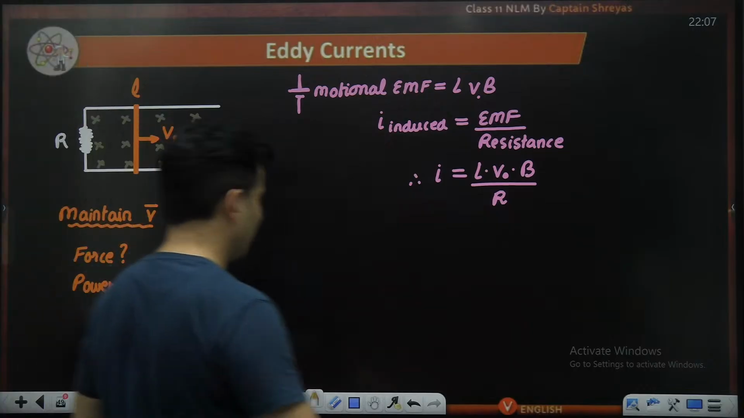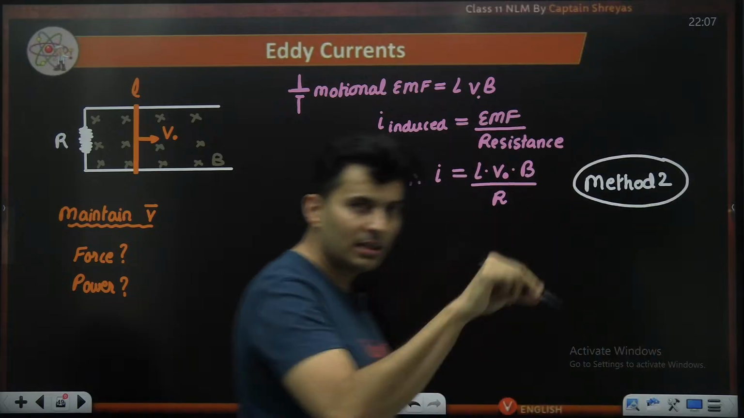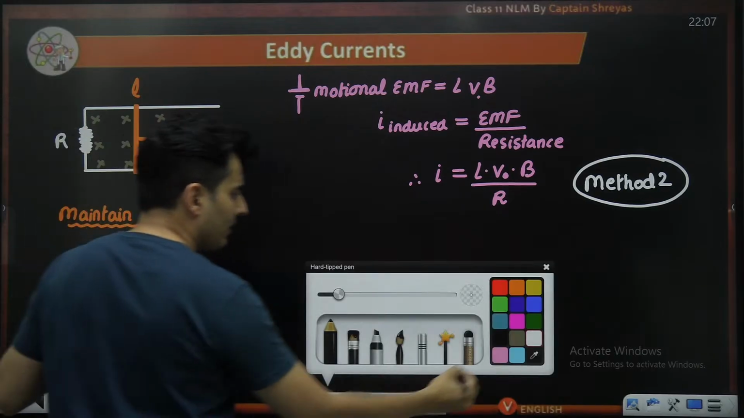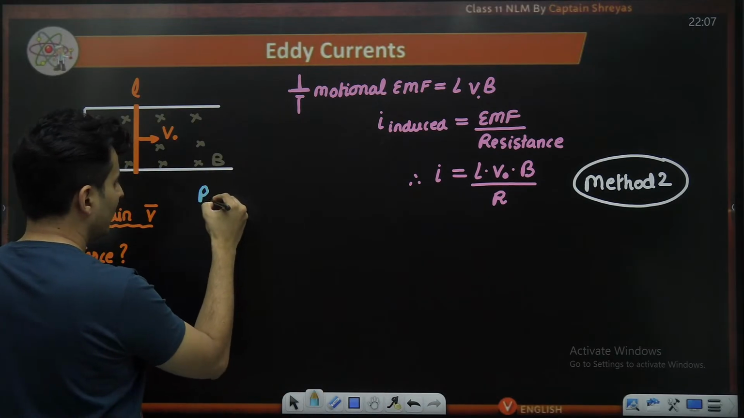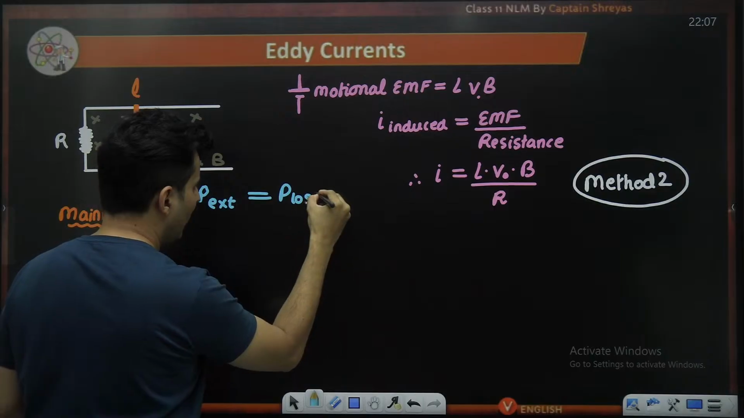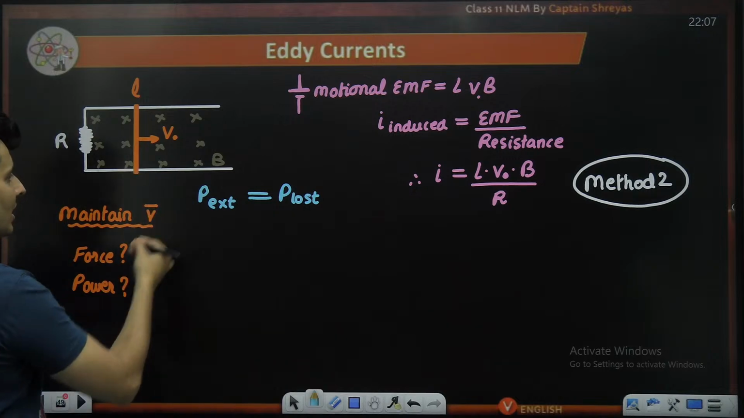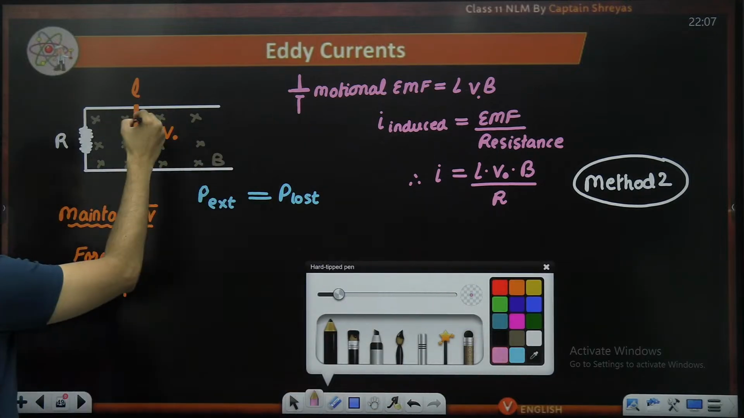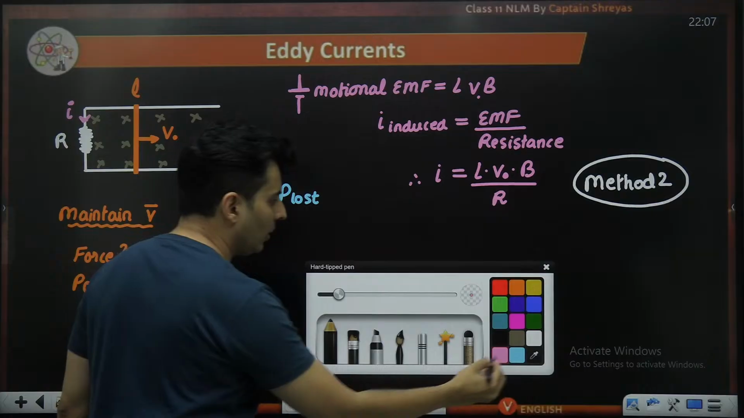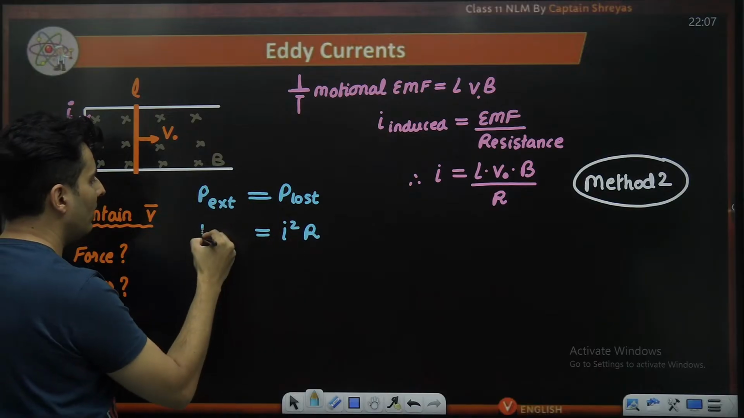Okay, so what is method number 2? The method 2 is, forget the forces, I'll just think logically. Whatever power I will need externally, that power will be lost in the resistance as I squared R. Think about it. Whatever current is going to move in that resistor will cause I squared R losses. That is what my external power will be.